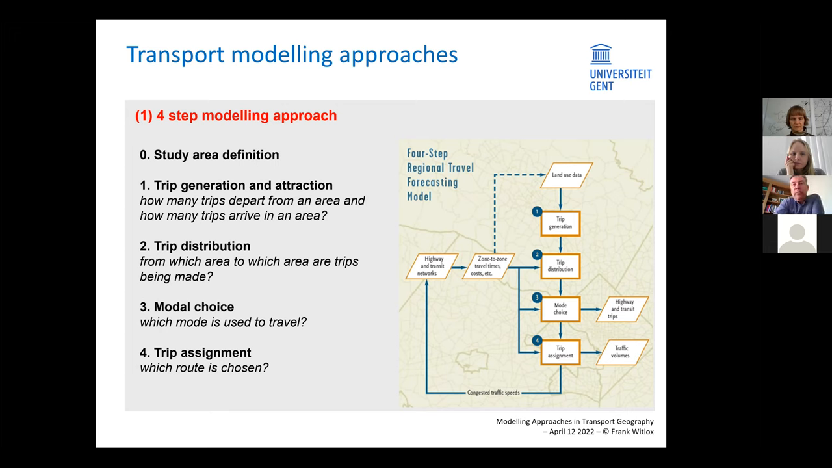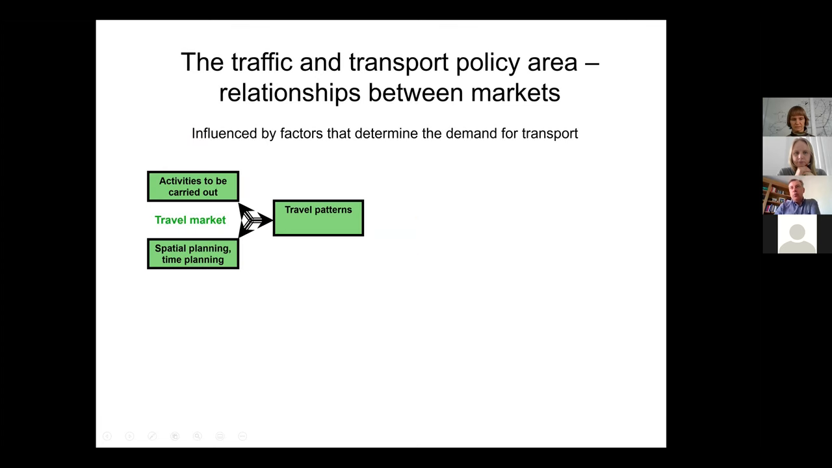And then we see the trip generation: how many trips depart from an area and how many trips arrive in an area. The distribution: from which area to which area are trips being made. With what kind of mode is this travel being done? So that's the modal choice. And then obviously, which route will you eventually choose? So in a sense, this also very much coincides with the way that travel, transport and traffic markets function.